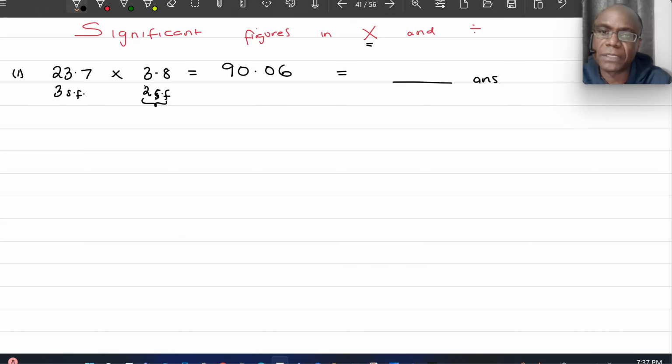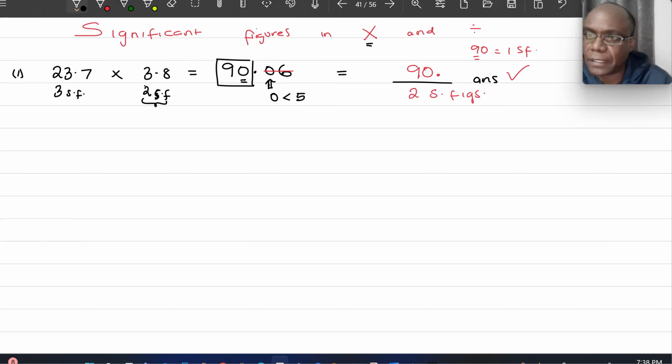So my answer must be reported to 2 sig figs, which is somewhere here where we have a decimal point. This is what I should have reported it to, but I go 1 digit more. I see that 0 here is less than 5. So I'm going to drop all this, and my answer should be 90 with a decimal point there, because if you don't put a decimal and just say 90, that is 1 significant figure. We only consider that 9. So this is how you report it, and this is the 2 significant figures.